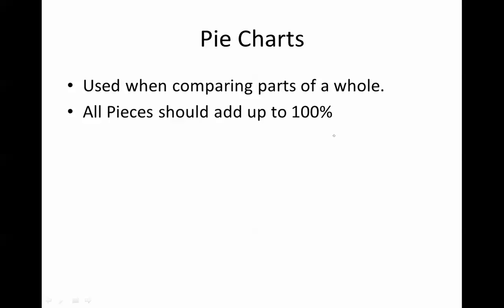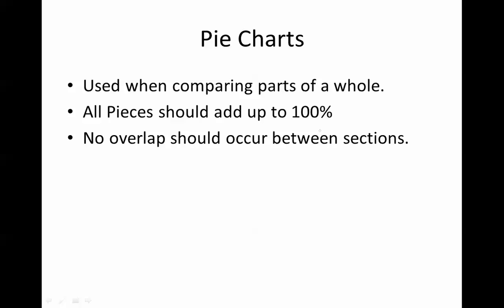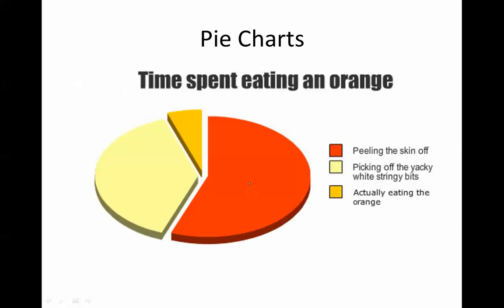Now, one of the results of this is that no overlap can occur, right? In the last one with the blankets, I could have a friend that had a blanket and a quilt, and that was okay. You could put those into those separate categories. But with a pie chart, you can't do that, because then those sections are overlapping. It has to be definite pieces so that they add up to the total number of people with blankets, or the total percentage.